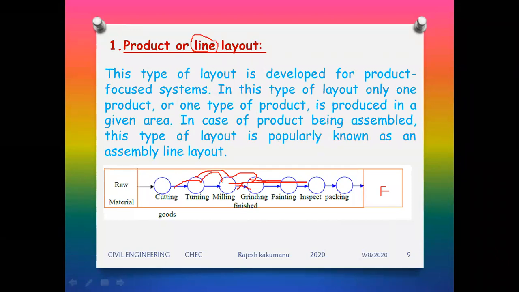So the definition is also the same thing. This type of layout is developed for product focus systems. In this type of layout, only one product or one type of product is produced in a given area. In the case of a product being assembled, this type of layout is popularly known as assembly line layout. Right? Whenever you are doing the same thing, your efficiency will automatically increase.